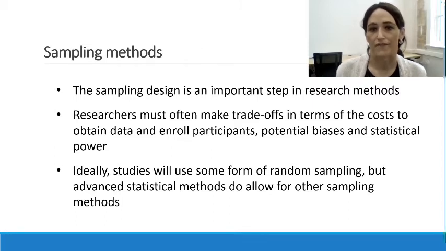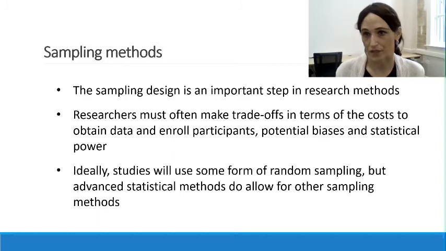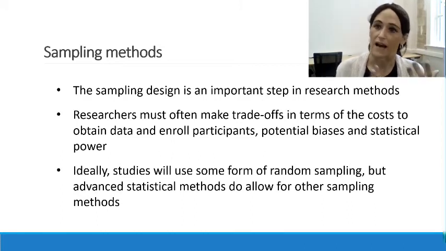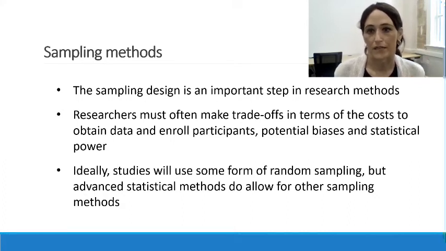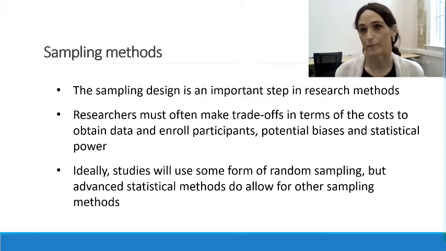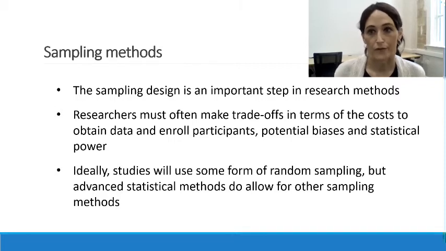So researchers must often make trade-offs in terms of the cost to obtain their data and to enroll participants, any potential biases, and the level of statistical power that they'll have to make inferences. If it's really costly to get participants to participate, whether it's through incentives or just the time of follow-up or just the amount of research personnel that are involved, then they may have to have a slightly smaller sample, but they might have to then make some other trade-offs in terms of making sure that they have a truly random sample, or other things that will make their study sample closer to the truth.